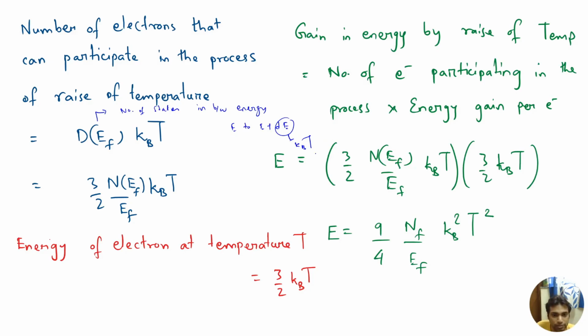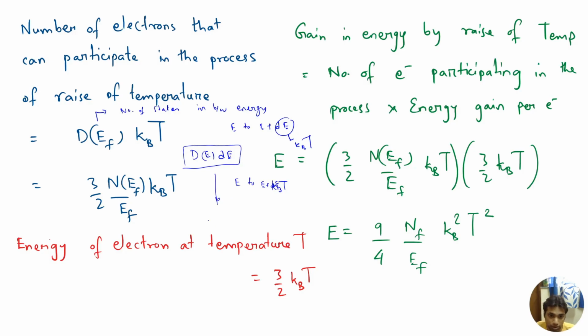So what we have is d of E, dE is the number of states. So this is the total number of states. Okay, this is the number of states in energy E to E plus dE, or E to E plus kBT. So this is no more the density of states, this is the number of states.